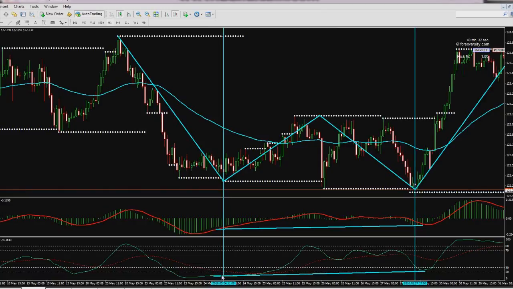And once again, you can see the stochastic is showing a higher low, and the MACD is showing a higher low on that second point. So this is a great sign of divergence that you can see here. So this would have been a great trade to enter in on.